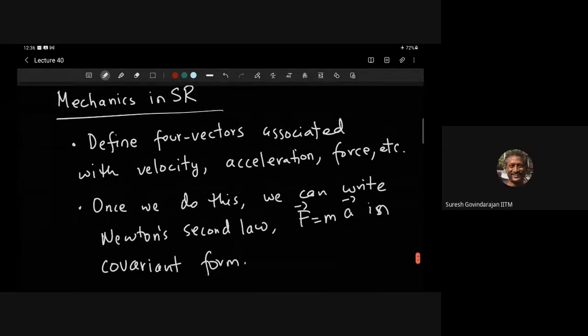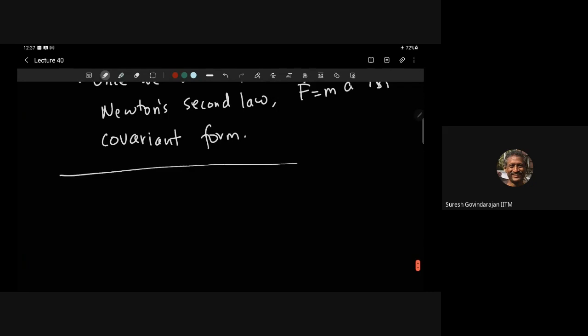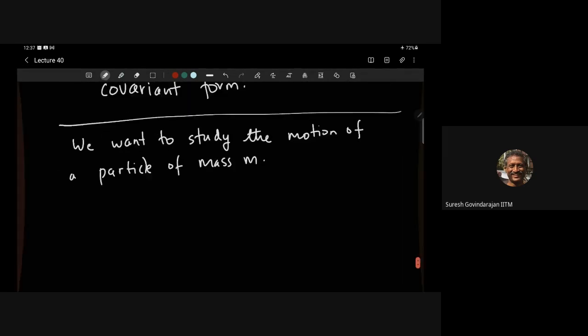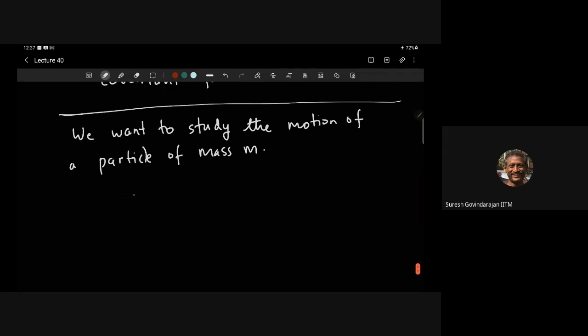So this is all I wrote. I said we need to define 4 vectors, and then I want to say this. Okay, is this clear? So this is our idea. So what we want to do is study the motion of a particle of mass m. Okay.